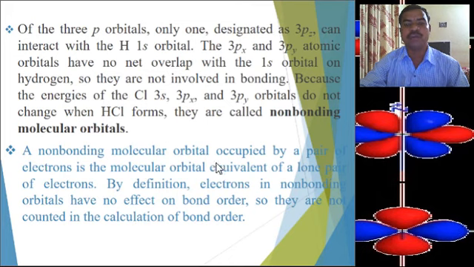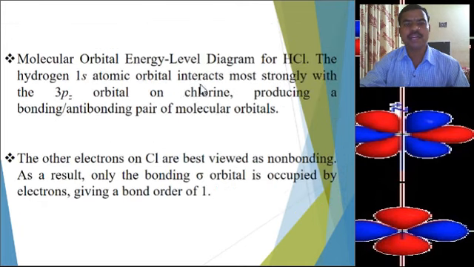A non-bonding molecular orbital occupied by a pair of electrons is the molecular orbital equivalent of a lone pair of electrons. By definition, electrons in non-bonding orbitals have no effect on bond order, so they are not counted in the calculation of the bond order. Molecular orbital energy level diagram for HCl: the hydrogen 1s atomic orbital interacts most strongly with the 3pz orbital on chlorine, producing a bonding and antibonding pair of molecular orbitals. The other electrons of chlorine are best viewed as non-bonding, and the bonding sigma orbital is occupied by electrons.